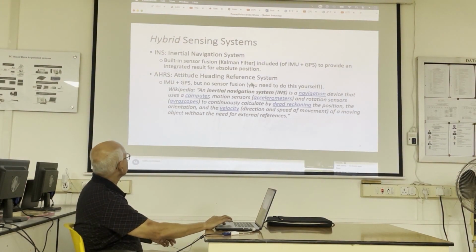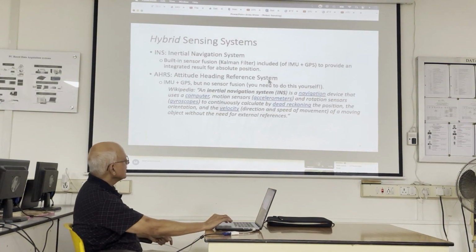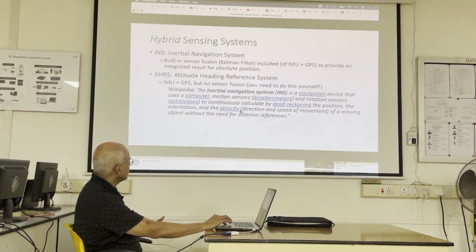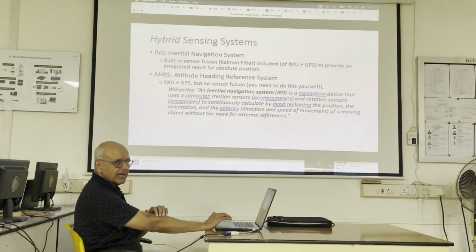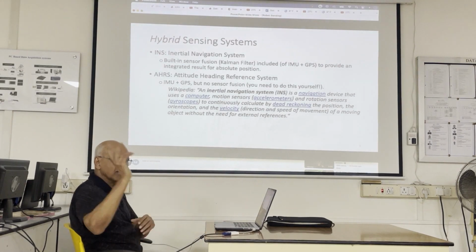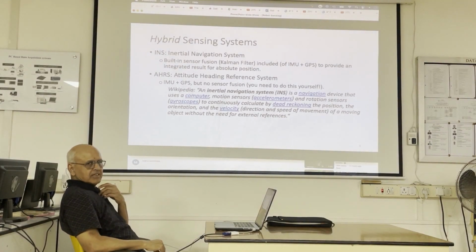And then there's something even more sophisticated. You have something known as an attitude heading reference system. I believe all boats and planes carry this, because here's what it says. An inertial navigation system is a navigation device that uses a computer, motion sensors, and rotation sensors to continuously calculate the position, the orientation, and velocity of a moving object without the need for external references. So it gives you the complete solution. And I believe every boat has it. I don't know whether our fishermen here have it yet. They probably do by now.